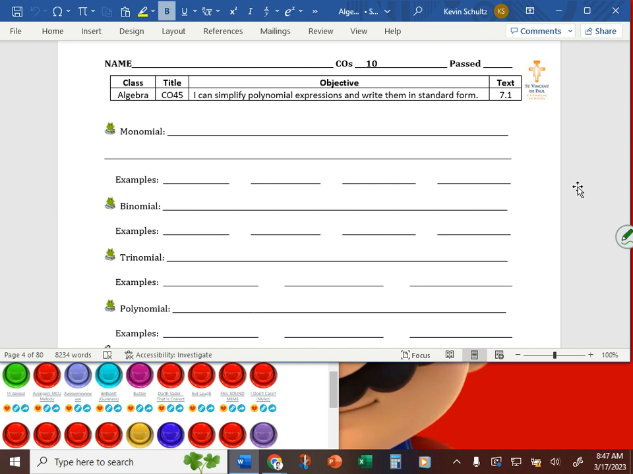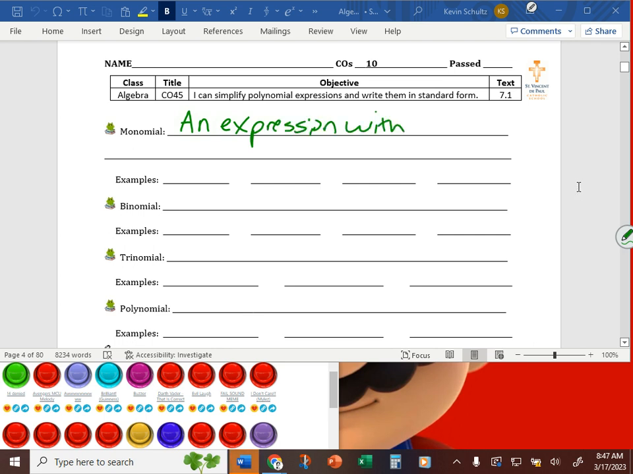It has one of something. Yes, Paul? It has one term. A monomial is an expression with one term. Okay, and just as a reminder, terms are separated by addition, or subtraction, you can't have both addition and subtraction, I guess, plus a negative, but whatever.